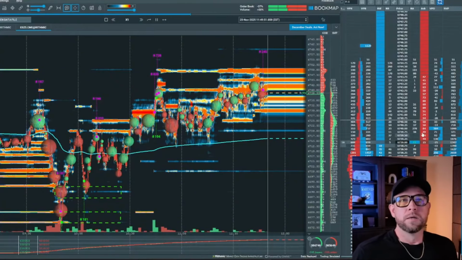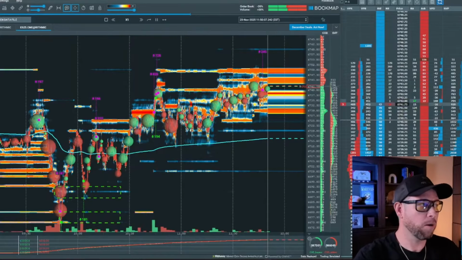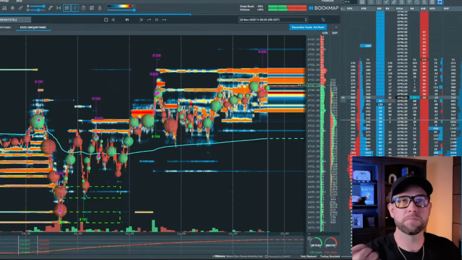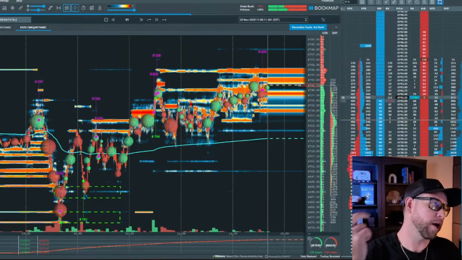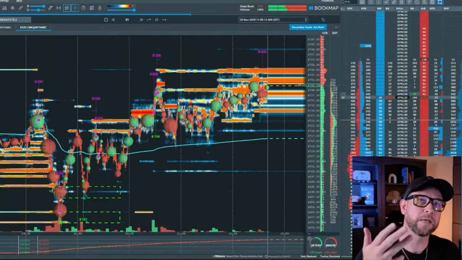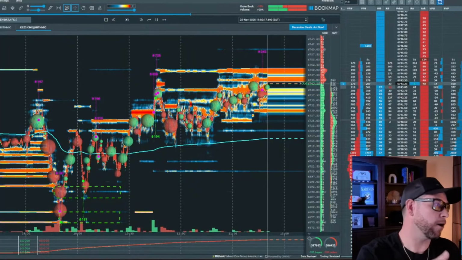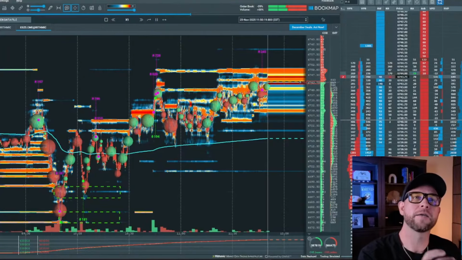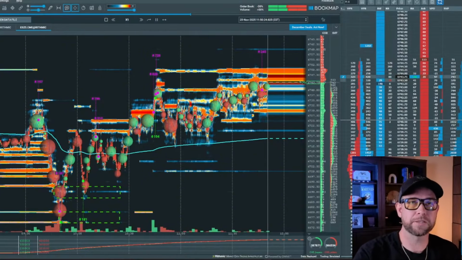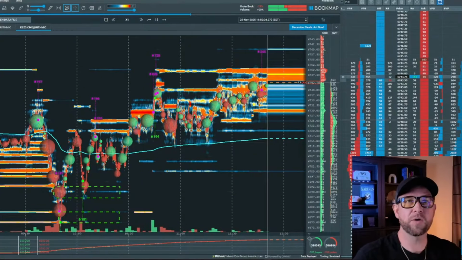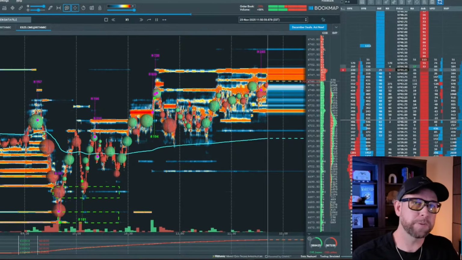Hopefully this overview of supply and demand, market auction, understanding volume profiles, understanding the market auction in real time through the order flow, and then how to tactically use that in a real world example for an actual trade setup, hopefully that helps you and makes sense for you guys. Let me know if you guys have any questions. Yeah, it takes time and experience.